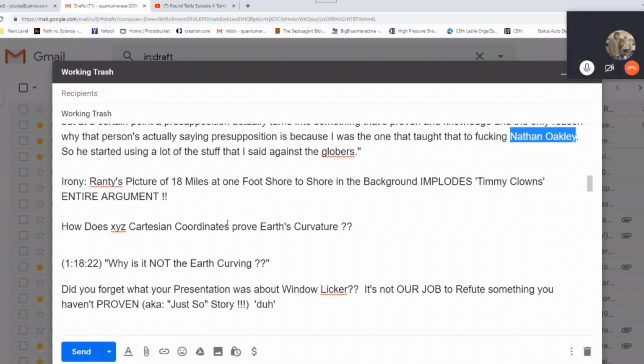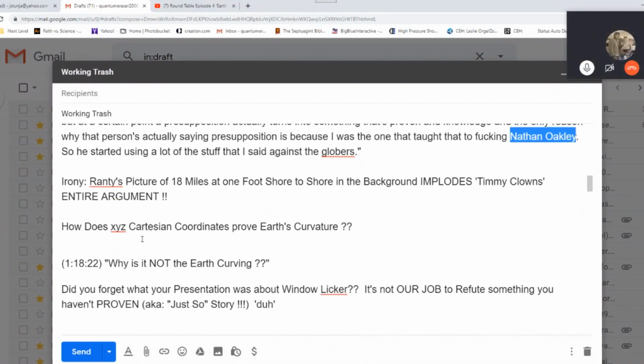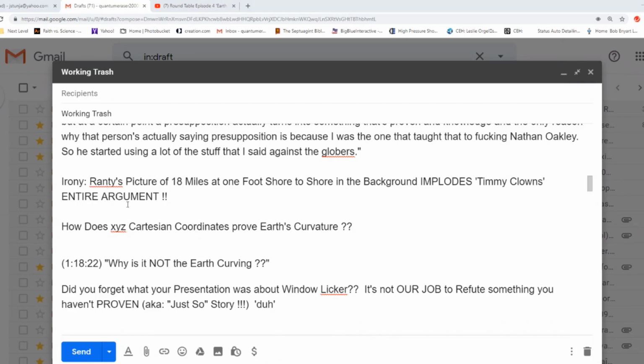Cool. So how do XYZ Cartesian coordinates prove the Earth's curvature? That's what I want to know. He said it like 3 or 4 times. I'm still wondering why.